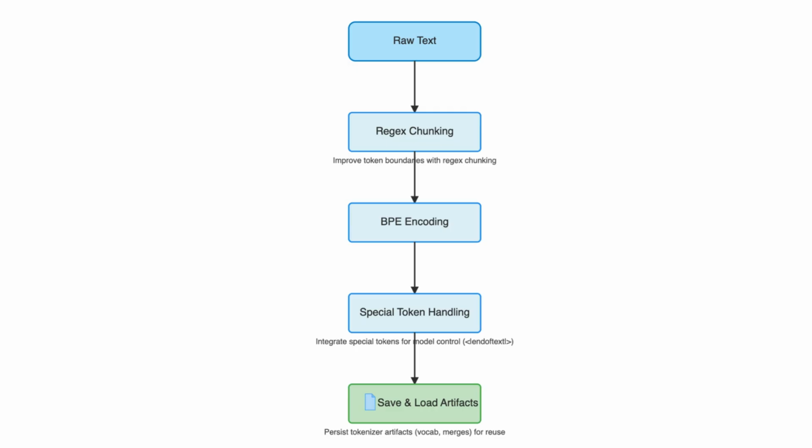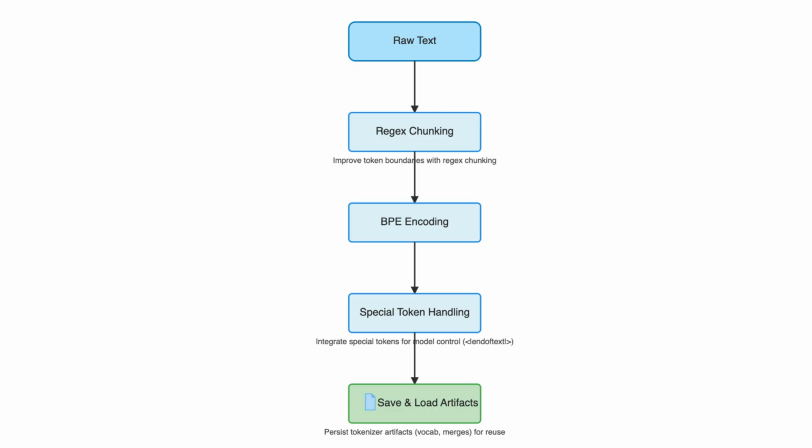Finally, always consider your corpus choice. Training on text relevant to your target domain will yield a much more effective tokenizer. And for large-scale applications, while Python is great for prototyping, you might need high-performance implementations in languages like Rust.